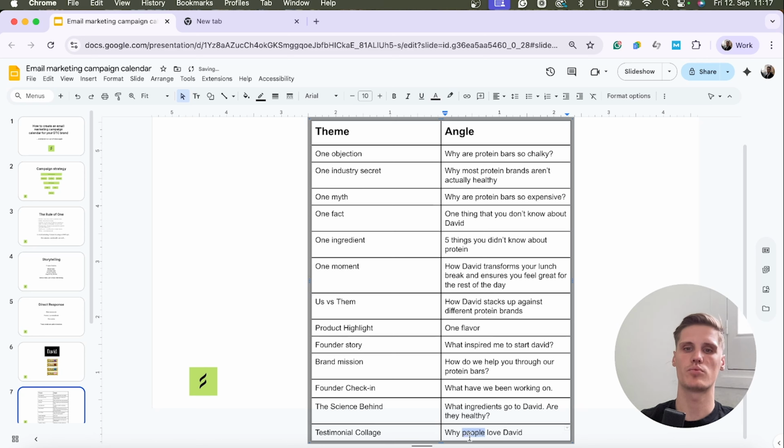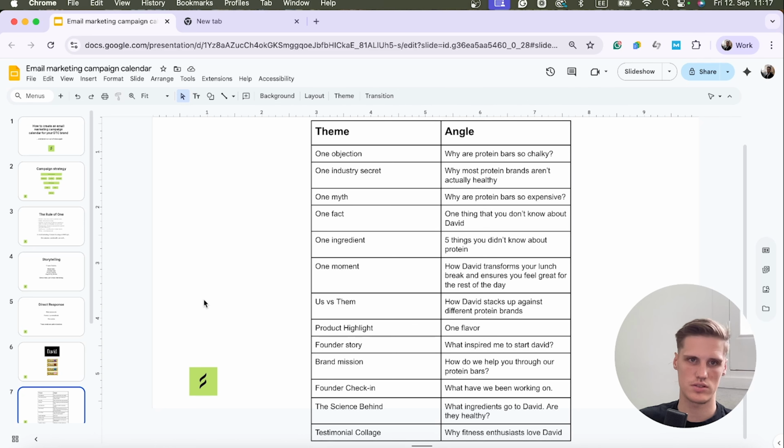You can even put identity here. So instead of focusing on demographics, you can focus on psychographics. For example, you can put why fitness enthusiasts love David, because a lot of fitness enthusiasts will recognize themselves within that subject line. So here you have it. You have 13 different email campaigns without even mentioning any discount codes or any sales promotions.